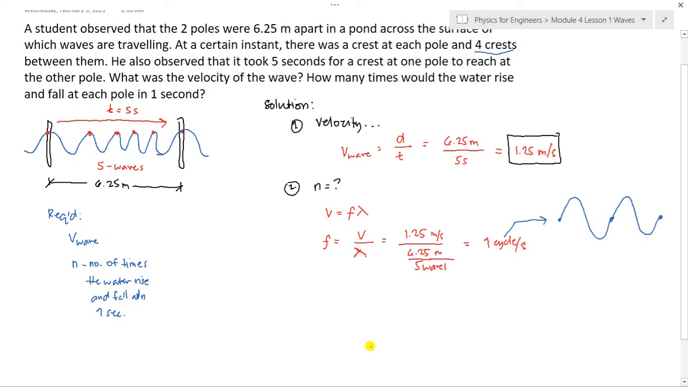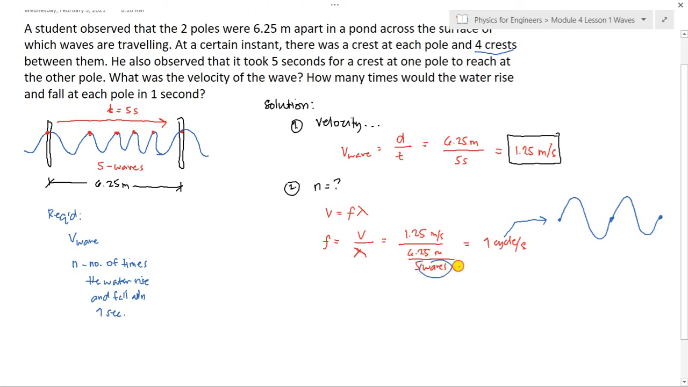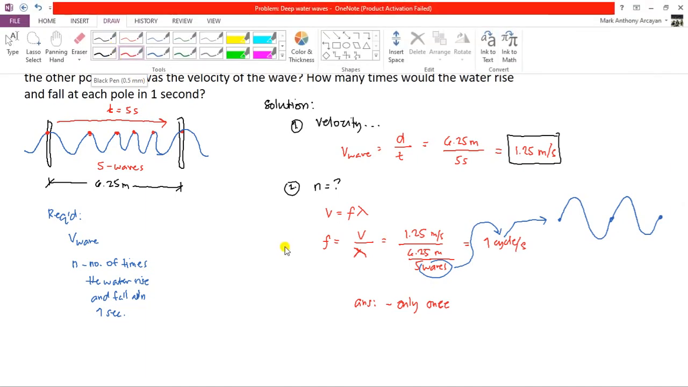Again, kay since atong lambda diri is naka-define na siya nga per wave, like the measurement per wave. So therefore in one wave, na-define nato nga that corresponds to 1 cycle. Okay, so that is wave per second. Kani i-retain dapat kani siya nga unit, kaning 5 waves that will correspond to our cycle for our frequency. So therefore the answer here is only once.